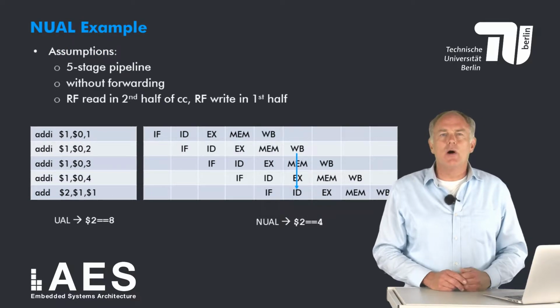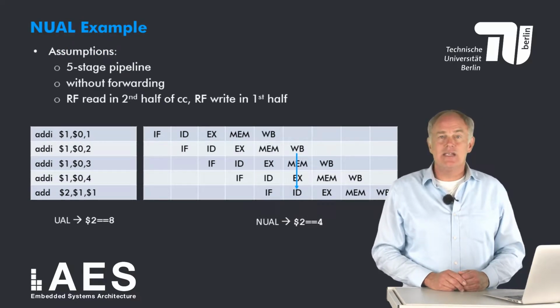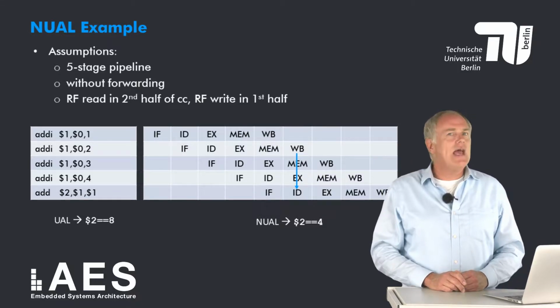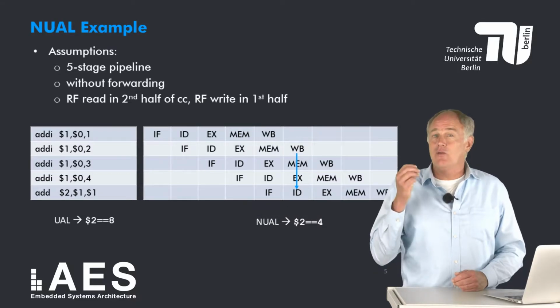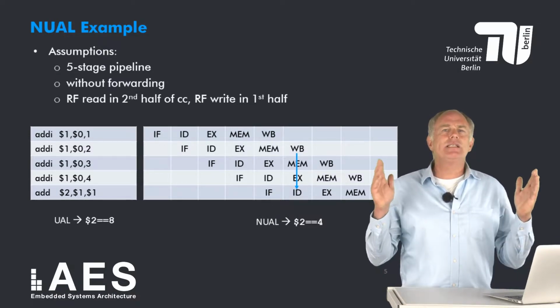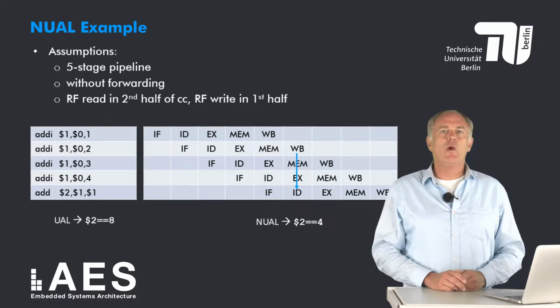To make the NUAL model a little bit clearer, here is an example. Let us assume we have again our conventional 5-stage pipeline. As before, the register file read takes place in the second half of the clock cycle and the register file write during the first half. But we made a mistake during the implementation. We forgot the forwarding hardware.